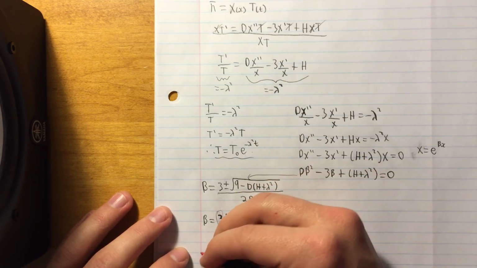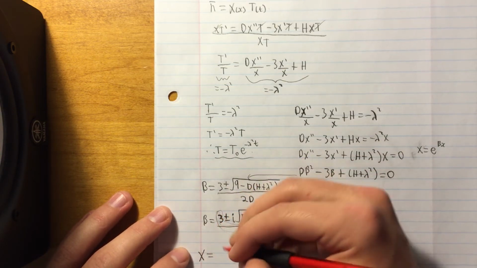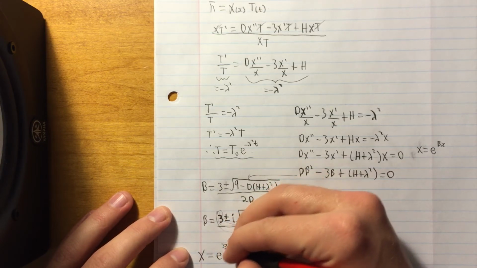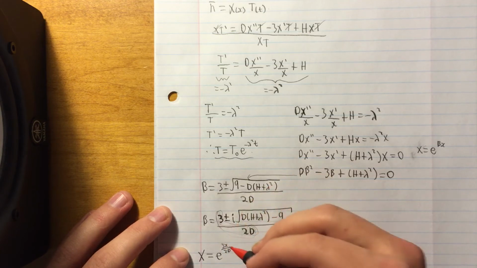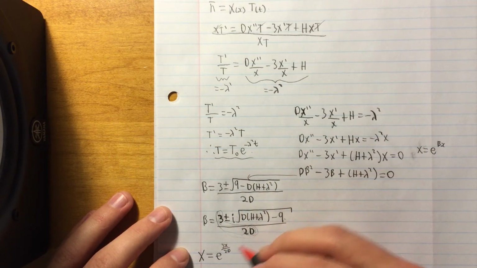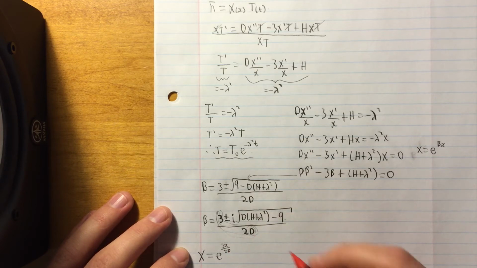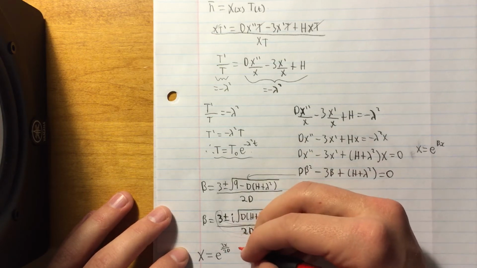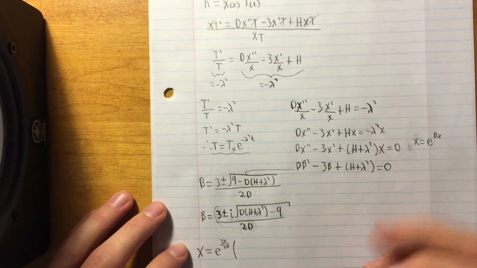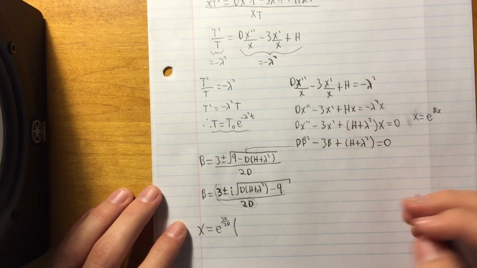So our solution should then be of the form X equals e to the 3x over 2d. In the notes, they just have e to the 3x, but I'm quite positive that it should be over 2d. I actually made this mistake in the midterm, so I'm quite positive this is right. But maybe double check with somebody before you take my 100% word for it.